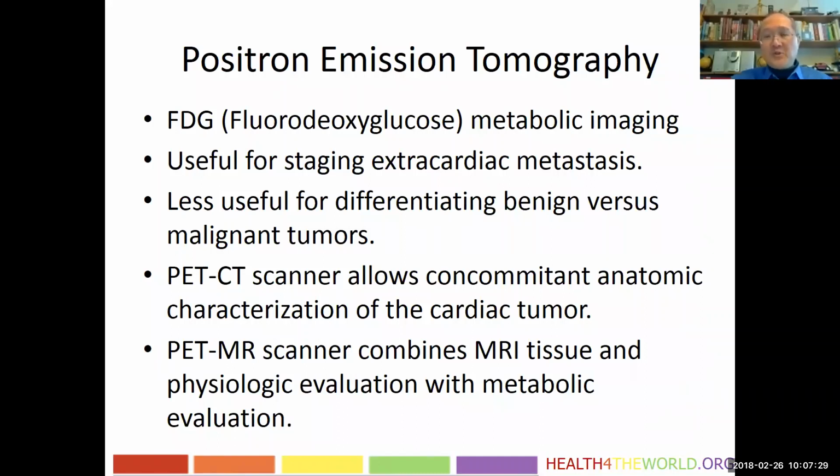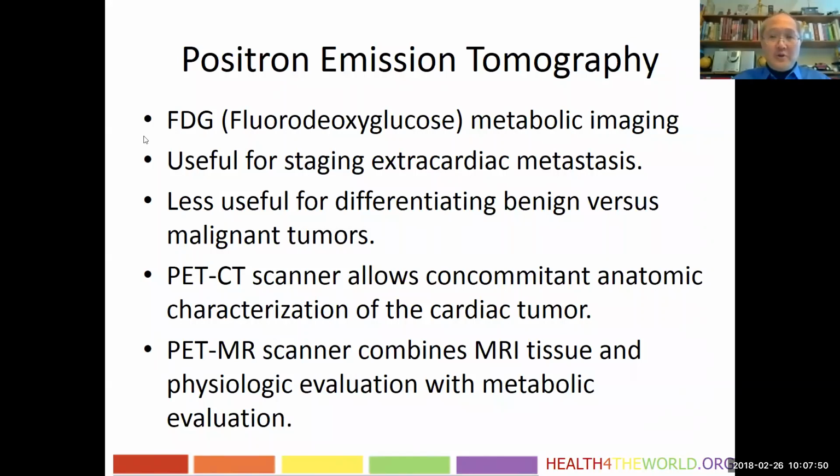It is typically less useful for differentiating benign versus malignant tumor because some of the benign tumors will be pretty avidly vascular. So in that case, at least some of the radiotracers will accumulate in a benign mass, so it could be pretty bright.